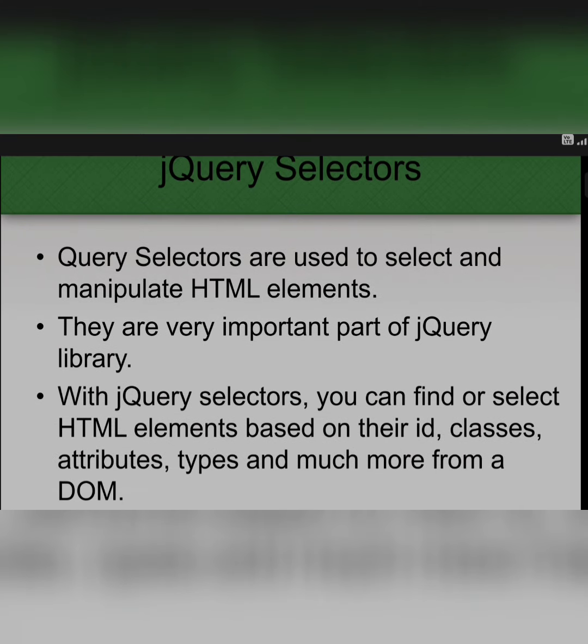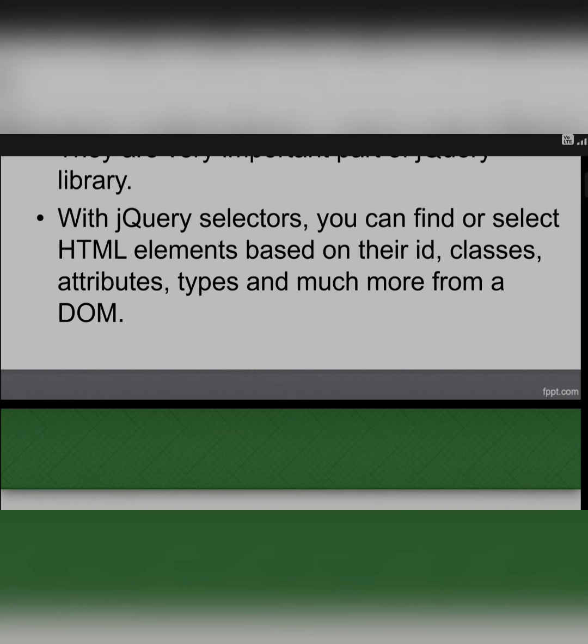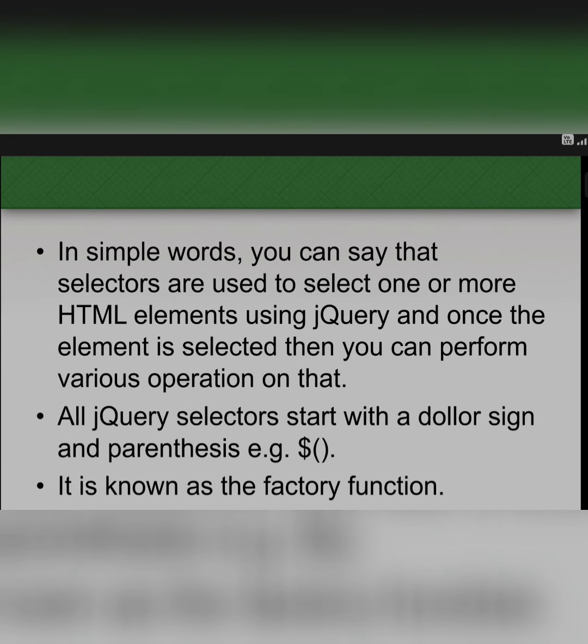jQuery selector. Selectors are used to select and manipulate HTML elements. They are a very important part of the jQuery library. With the jQuery selector, you can find or select HTML elements based on their ID, classes, attributes, types and much more from the document object model. In simple words, selectors are used to select one or more HTML elements using jQuery, and once the element is selected, you can perform various operations on it.